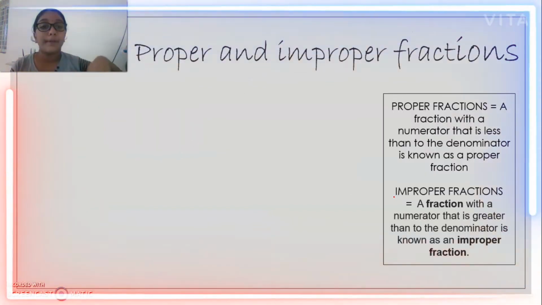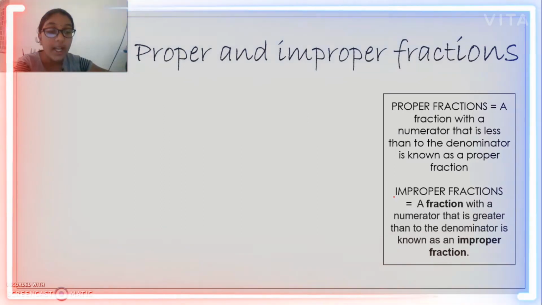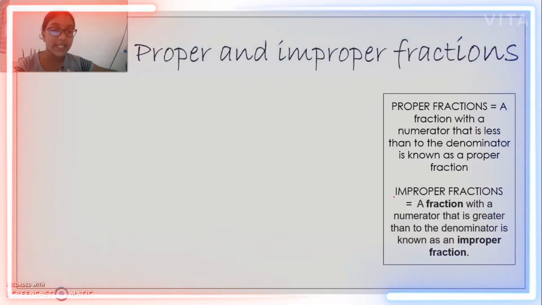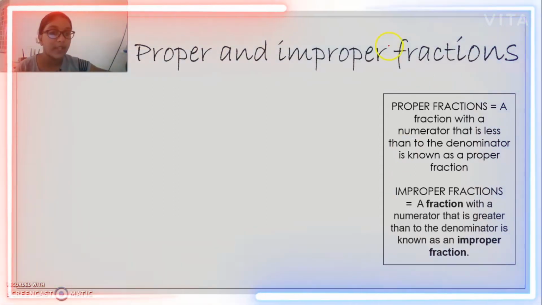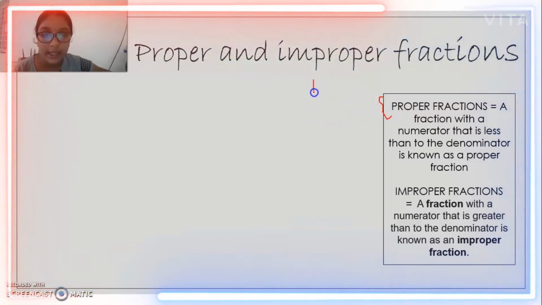Moving on, we have proper and improper fractions. Firstly, let's know the definitions. Proper fractions: a fraction with a numerator that is less than the denominator is known as a proper fraction. I will also read the improper fractions first: a fraction with a numerator that is greater than the denominator is known as an improper fraction. Don't get confused, I'll tell it in easy words. So what is a proper fraction? We know that this is a fraction. I've taken the example of 1 by 2.